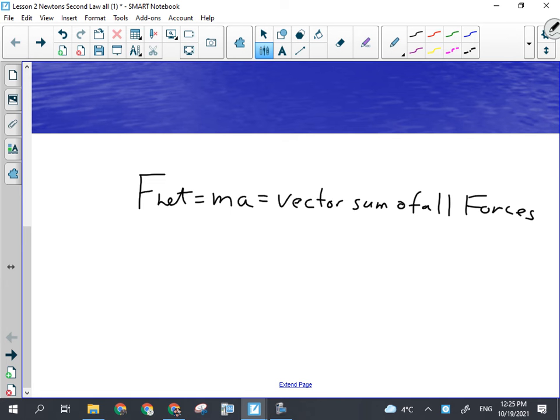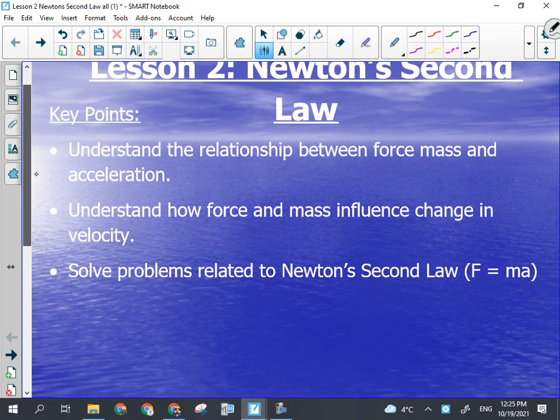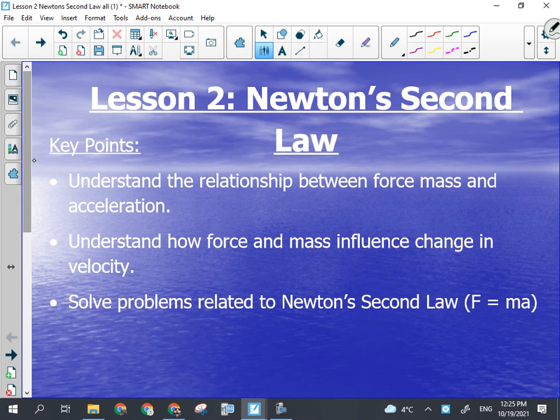There's a ton of different situations where Newton's second law applies. That's what we'll be looking at. It takes a while to get into all the different types of problems. Today we'll just be looking at the simplest ones. So we've got to understand the relationship between force, mass, and acceleration. Again, if we're looking at this formula, F equals m times a, and this is net force, if I increase the net force, what happens to the acceleration?